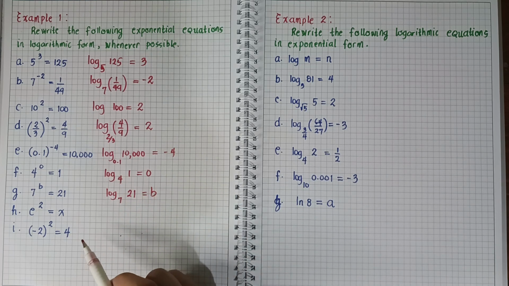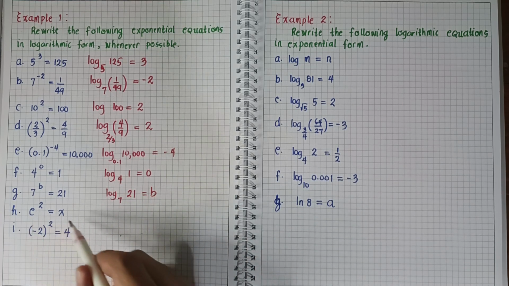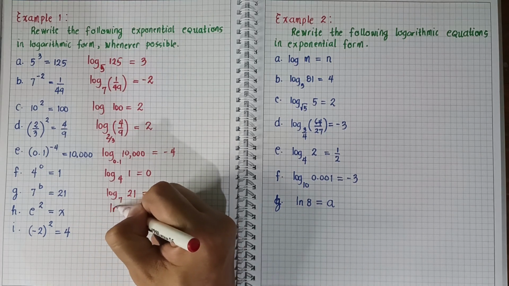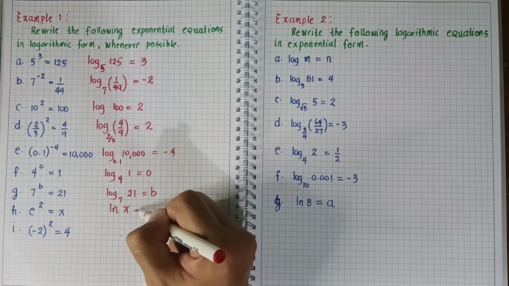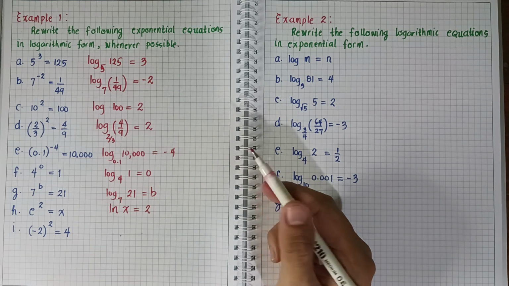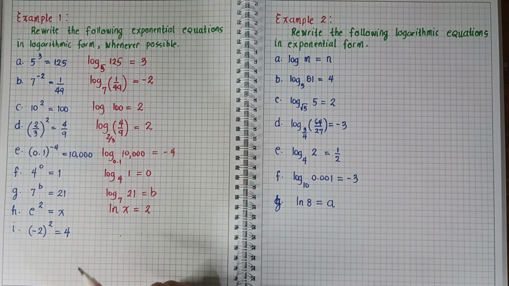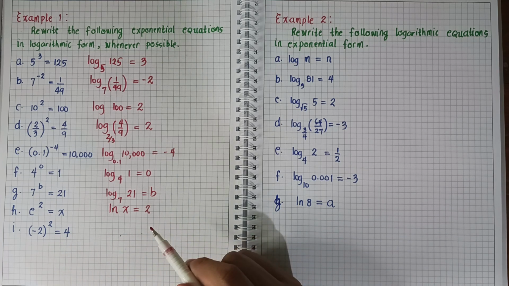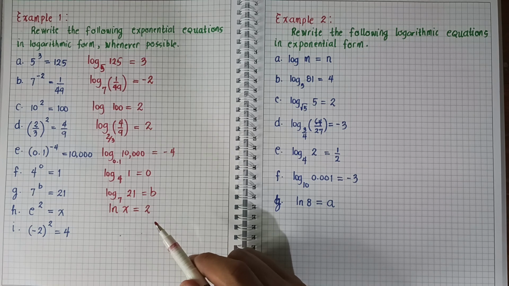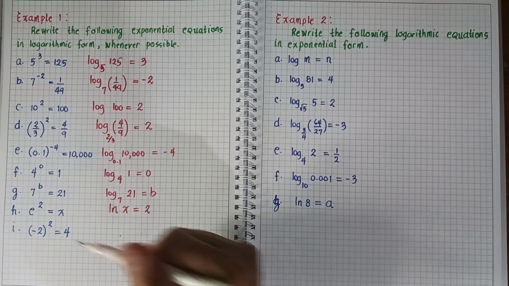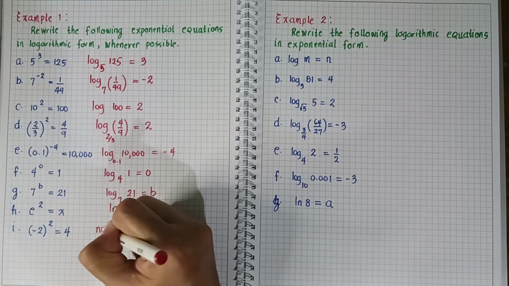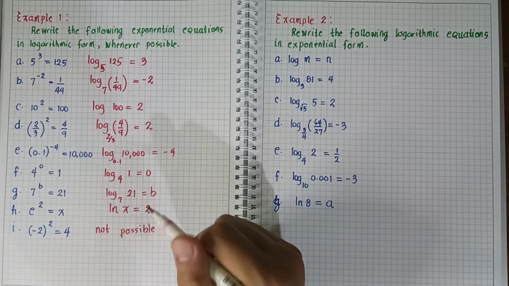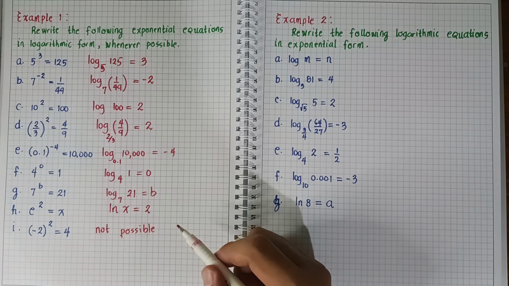Okay, next. So, for letter H, e squared is equal to x. So, the answer becomes, yes, very good, ln x equals 2. And how about letter I? Negative 2 raised to 2 equals 4. Okay, very good. So, letter I cannot be written in logarithmic form. Okay? So, not possible. Not possible or cannot be written in logarithmic form. Okay?